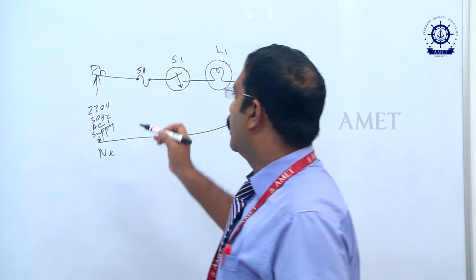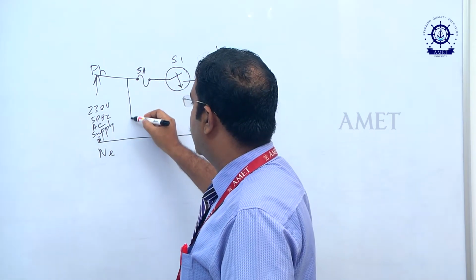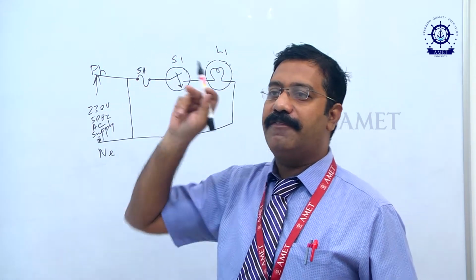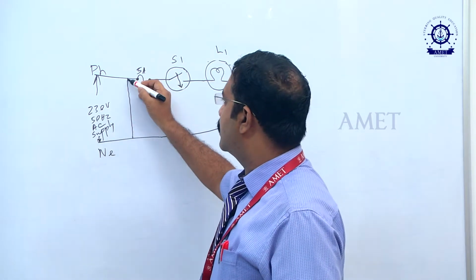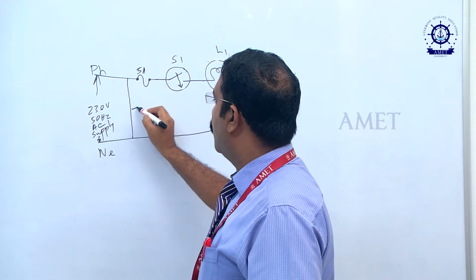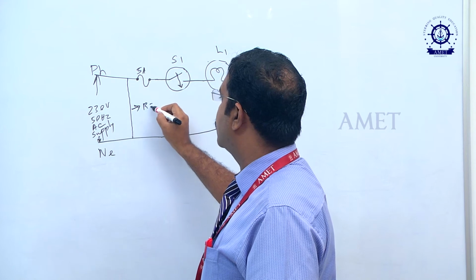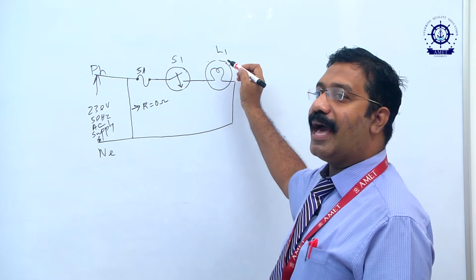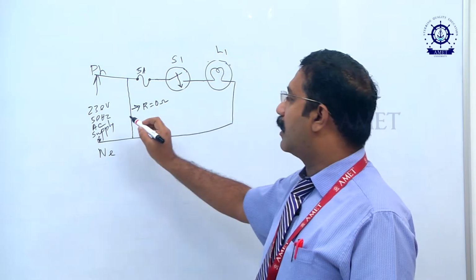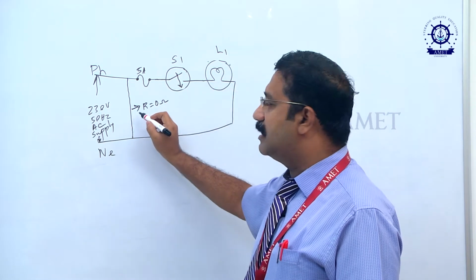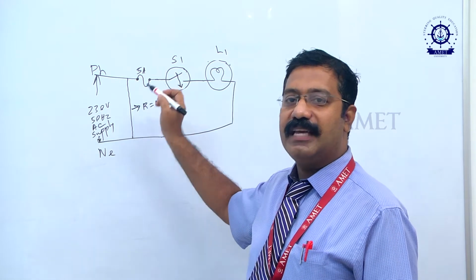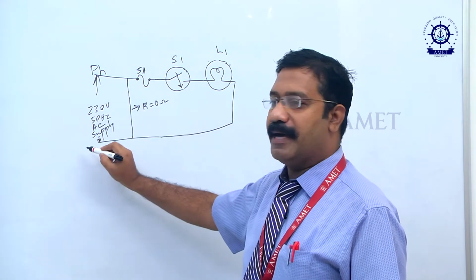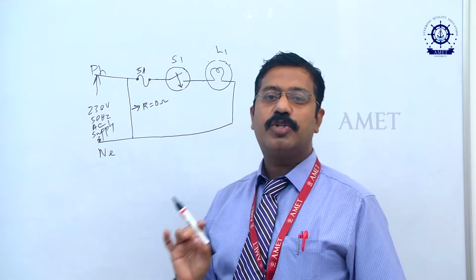For example, if there is a wire which connects the phase and neutral like this, we know that supply will be flowing from phase to neutral. But this wire will have a resistance of R equal to 0 ohms, while your lamp will have some resistance. Compared to the lamp resistance, this resistance is very less. Therefore, current will take the shortest path. This is called a short circuit.